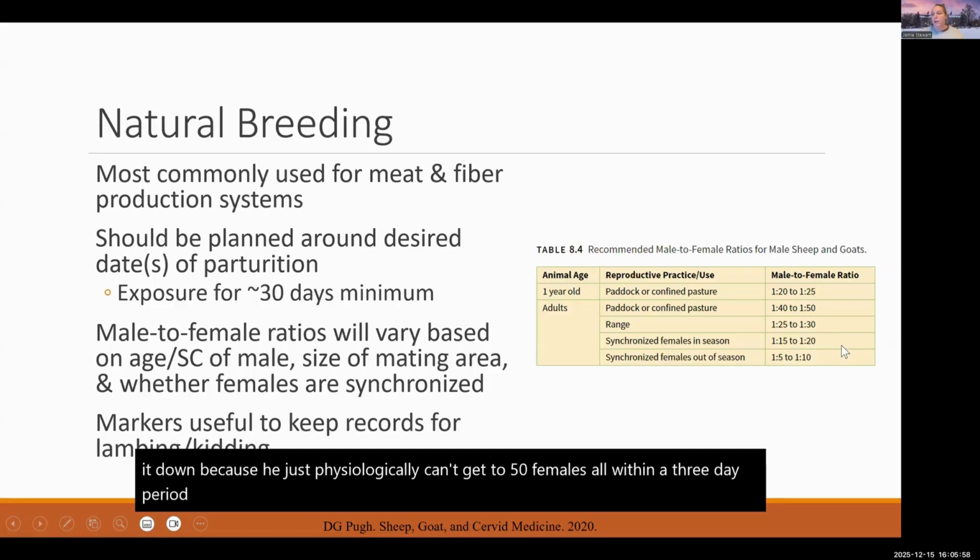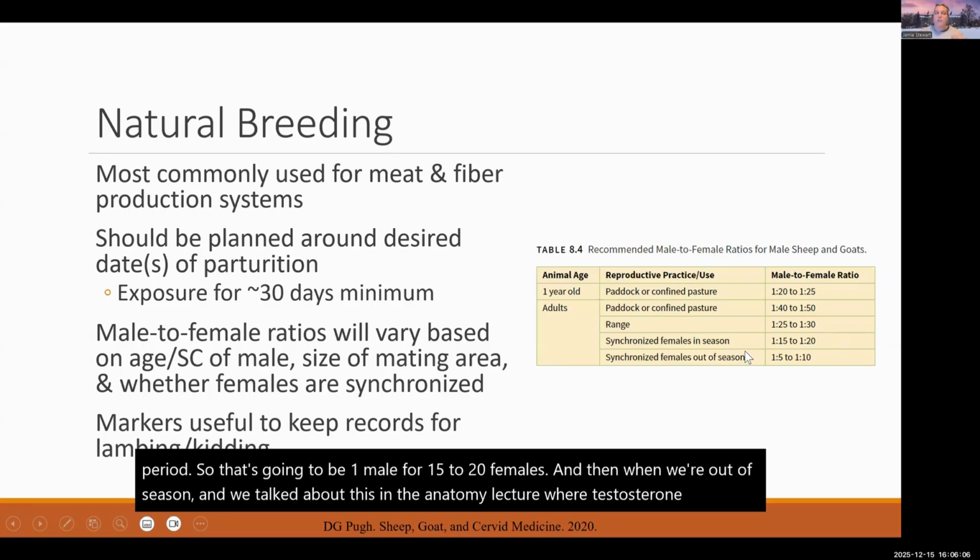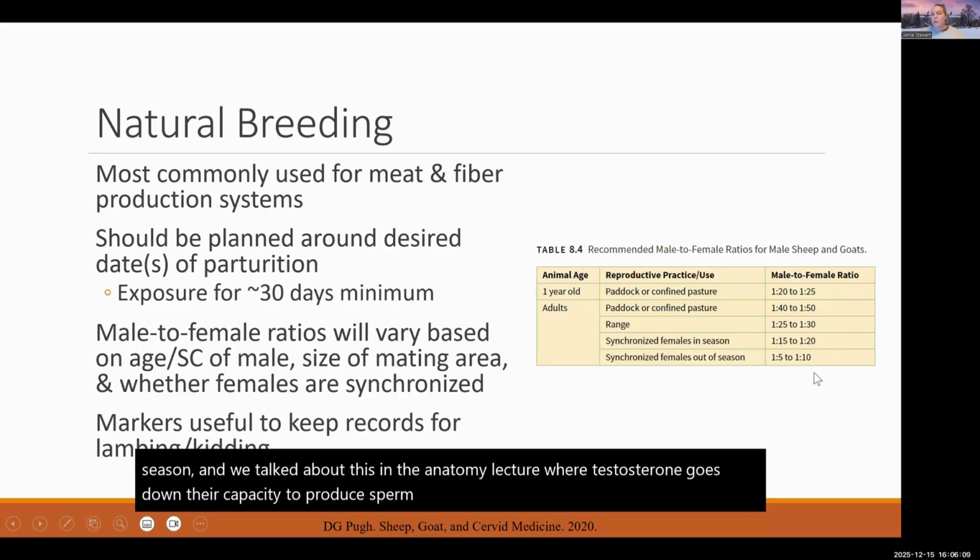So that's going to be one male per 15 to 20 females. And then when we're out of season, and we talked about this in the anatomy lecture where testosterone goes down, their capacity to produce sperm decreases. Most of the time the females are going to be synchronized because it's out of season. You're going to want to cut that down to one male per 5 to 10 females. So you really lose a lot of capacity when you're breeding them out of season.